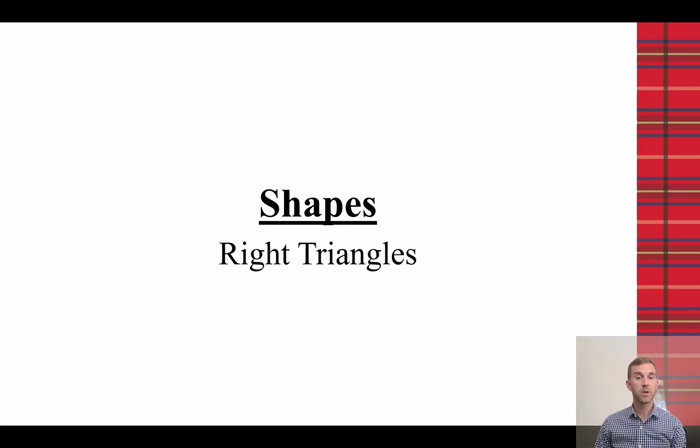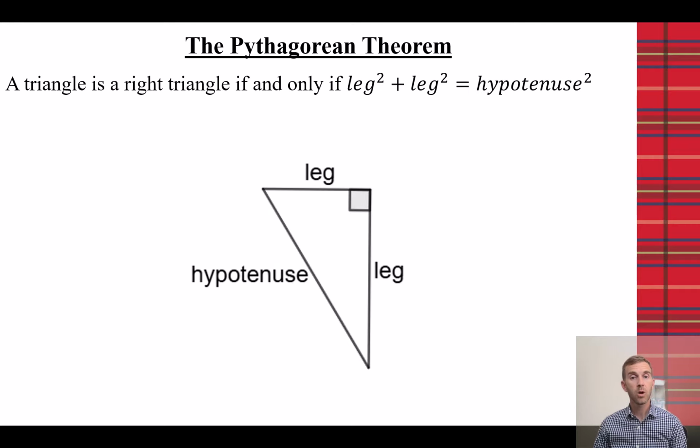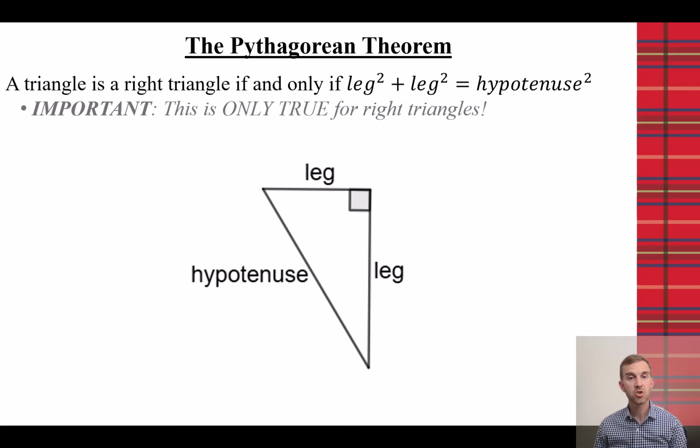In this video, we'll discuss right triangles, and we're doing that because there are a lot of unique properties to right triangles that can be helpful. One of those is the Pythagorean theorem, which states that a triangle is right if and only if the leg squared plus the leg squared equals the hypotenuse squared. And this is true only for right triangles.